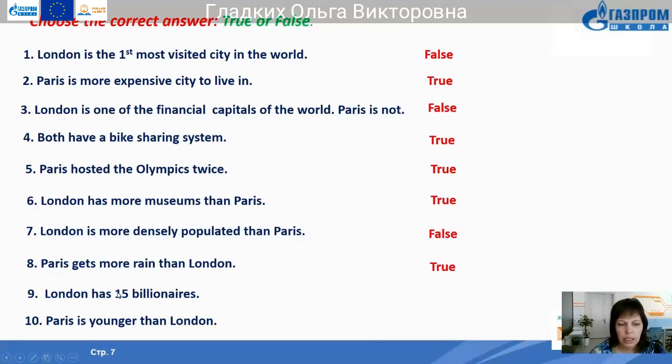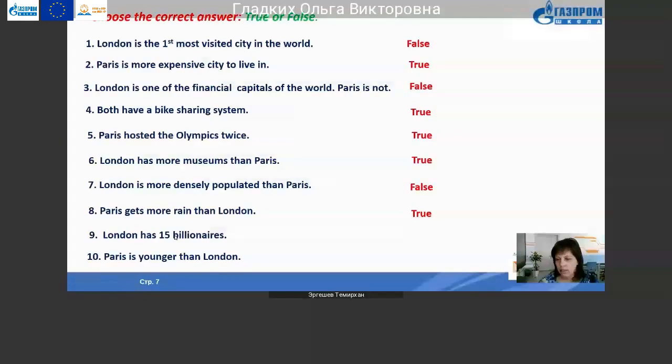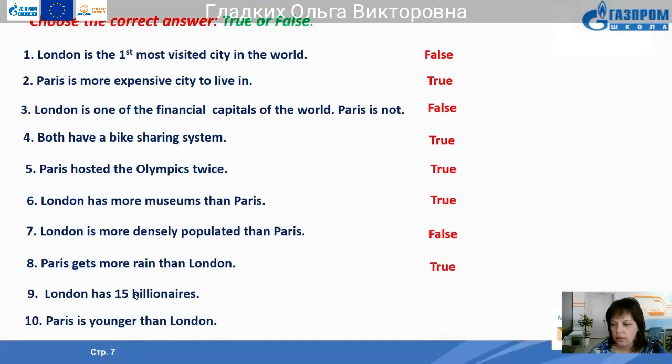Next, London has 15 billionaires. Any ideas? So, now let's see. That is false. And the last one, Paris is younger than London. So, is it true or false? Temirhan, your answer is false. Ayman, false, and Bermet, true. Let's compare. That is false. Ayman, you are right. Okay, so go on.